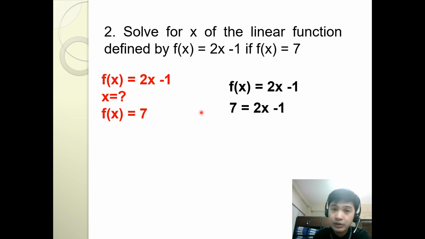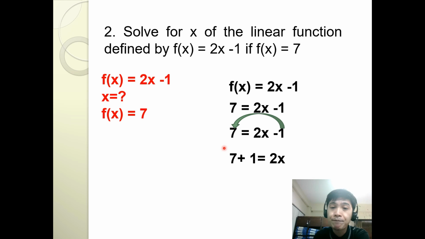So, just like what we did a while ago with our first example, ililipat natin si negative 1 dito sa kaliwa. Ang resulta, magiging 7 plus 1 equals 2x. Simplifying this further, we have 8 is equal to 2x. So, pinagsama lang ho natin ito.